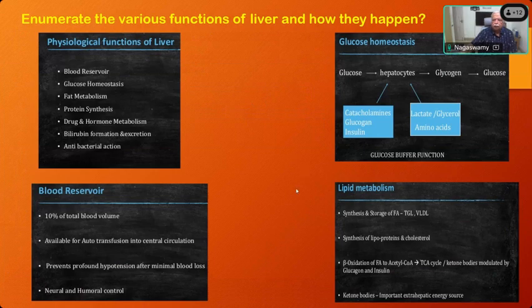Similarly, lipid metabolism: free fatty acids becoming triglycerides and VLDL. The importance of this is that beta oxidation of free fatty acids converts it to acetyl-CoA. This is how the ketone bodies are produced in the body. So whenever we talk about ketosis, this is the mechanism that they will ask you in patients with diabetes.